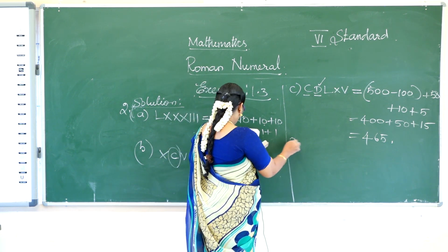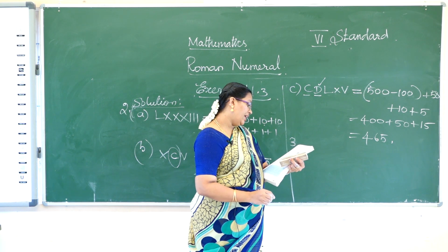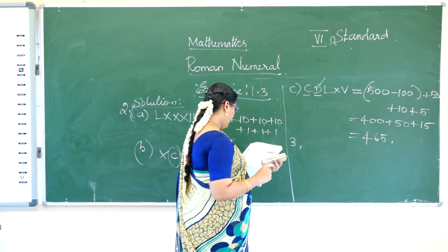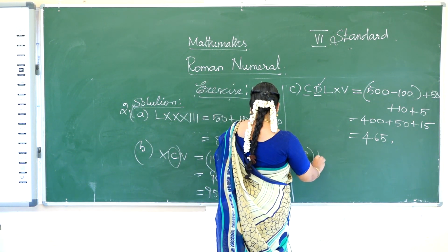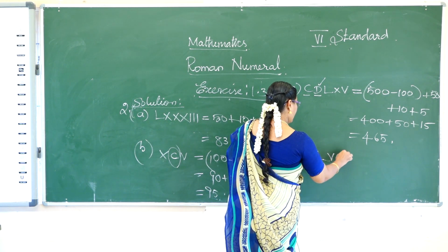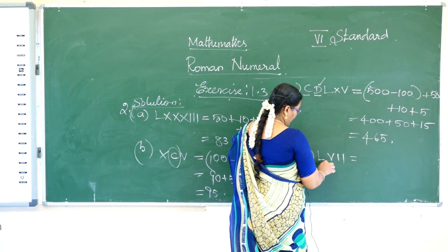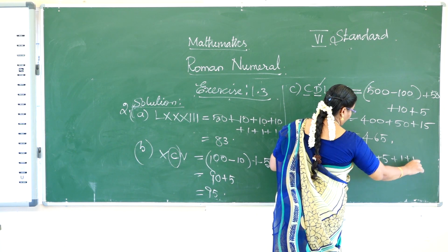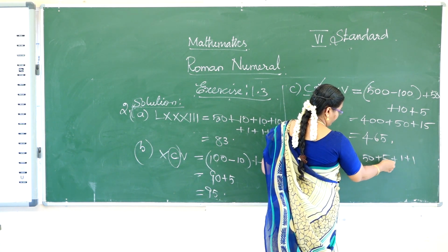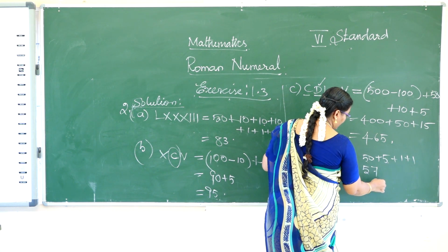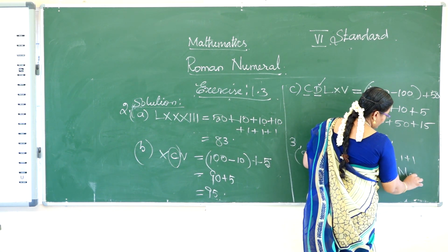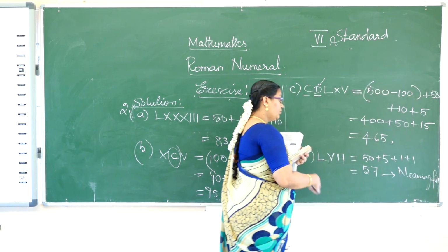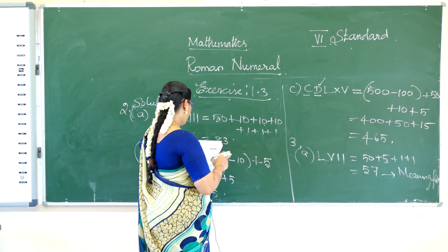And third one: classify the following numbers as meaningful or meaningless. Just write meaningful or meaningless. So first one, L V I I. L value is 50, V is 5, I I is 1 plus 1. So what is the value? 57. So it has a value, so it is meaningful. Here it follows the rules.